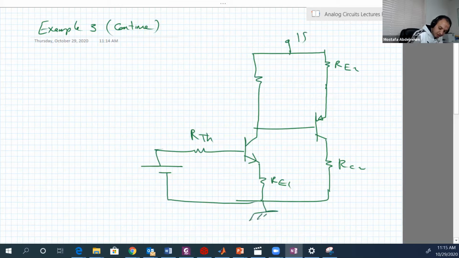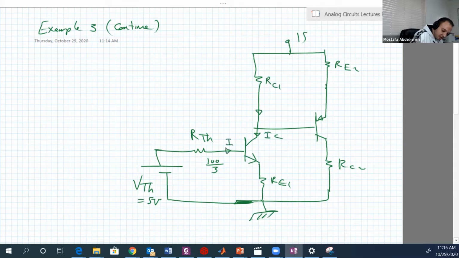Very big circuit, to make it clear for you. We know this is 100/3 and this is 5 volts. Here is RC1, and this is not IC1. IC1 is here.